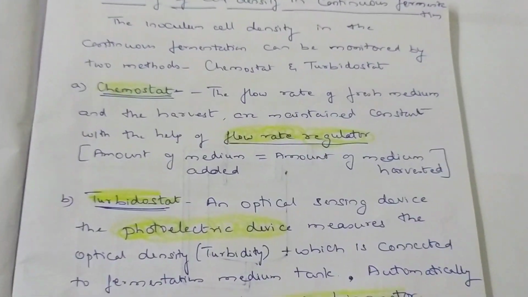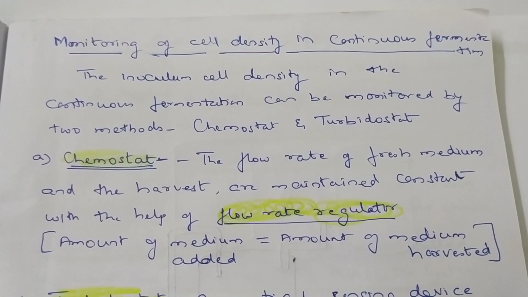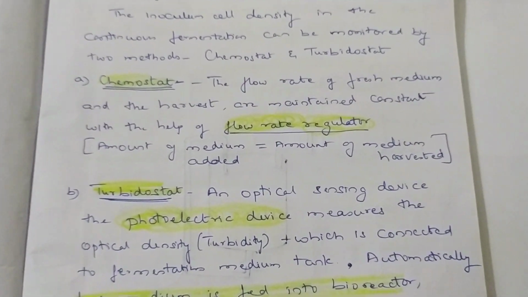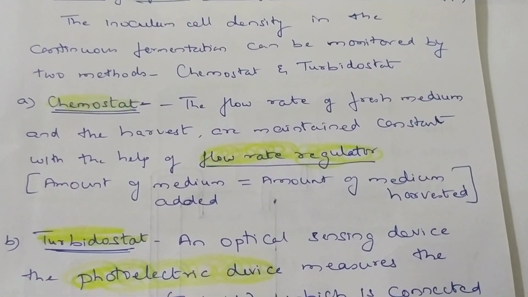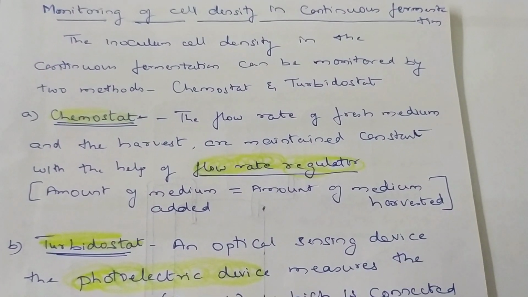Talking about the same, let me continue with this. The inoculum cell density in continuous fermentation can be monitored by two methods. One is chemostat and one is turbidostat. It's a very basic study. In a chemostat, the flow rates of the fresh medium and the harvest are maintained constant with the help of flow rate regulators.